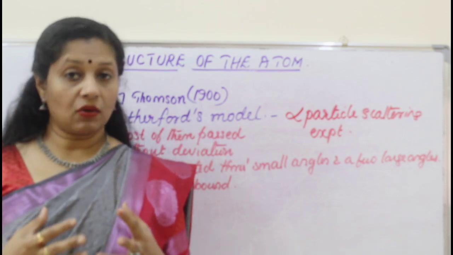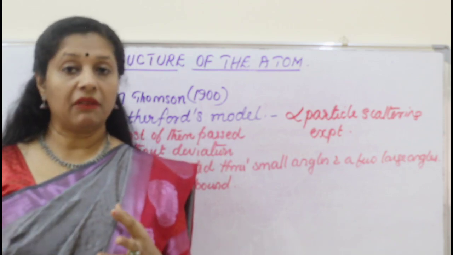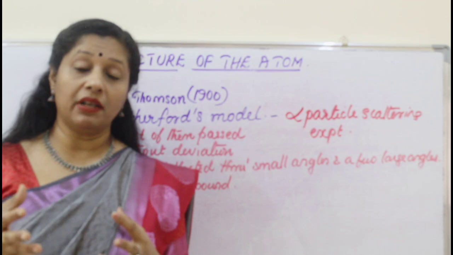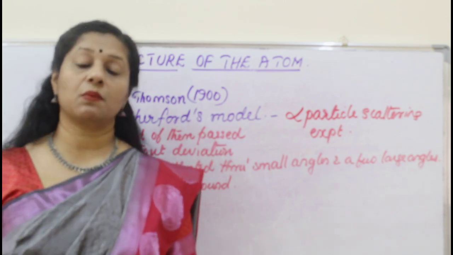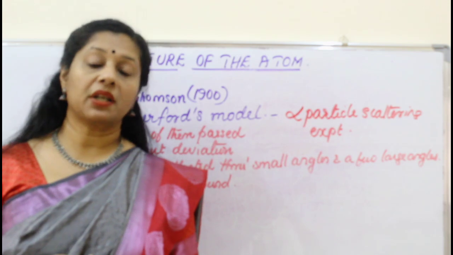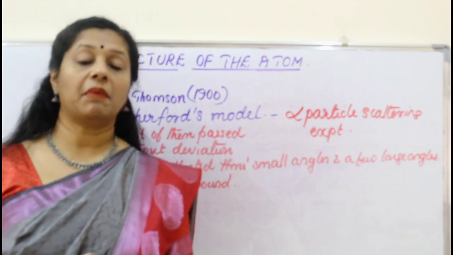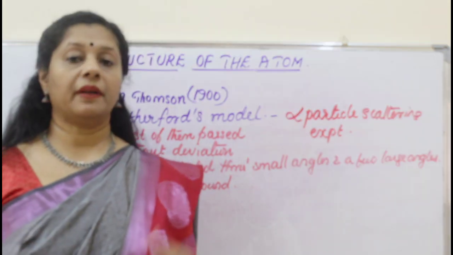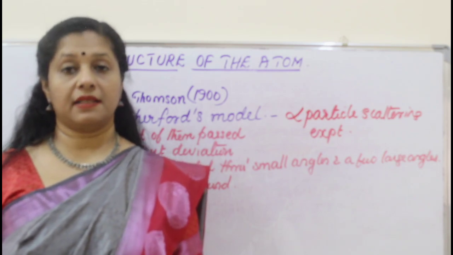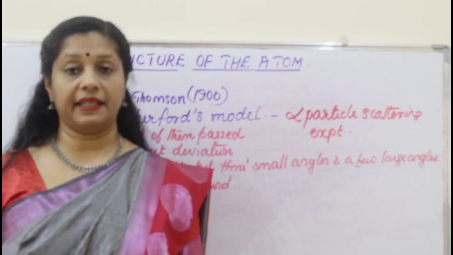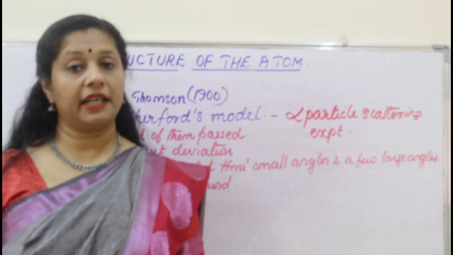So this is also the same way. Most of them went without deflection, means what? Lots of spaces are there, like a wired fence; there are spaces in between in the atom. And the most important conclusion was that there is a central part for the atom. So from the above data, he also calculated that the nucleus of the atom could be 10 to the power of 5 times less than the size of the radius of the atom.